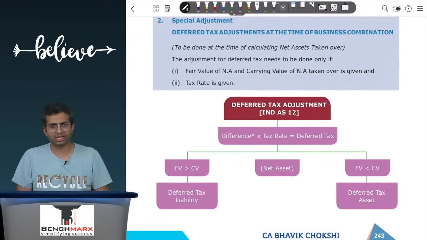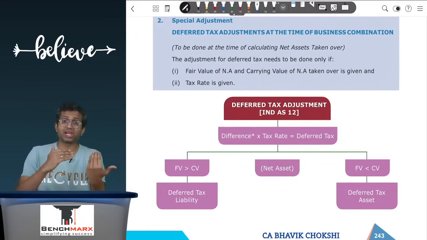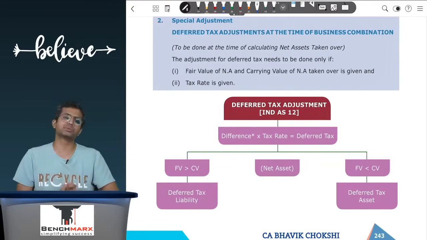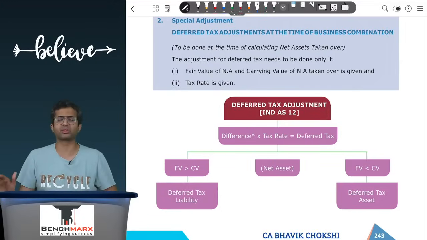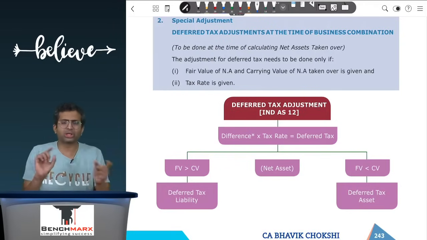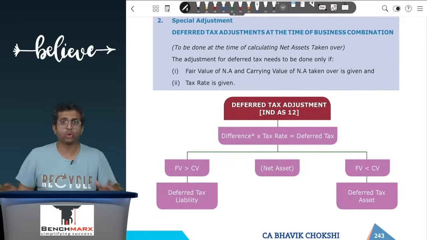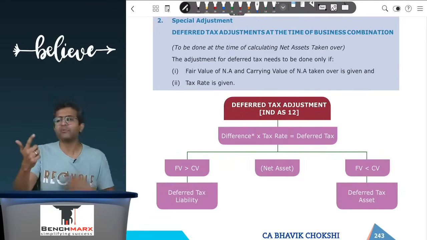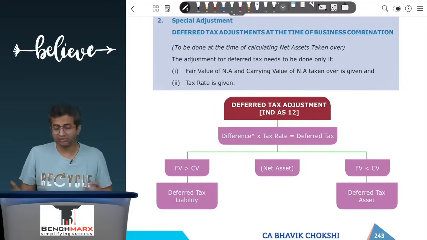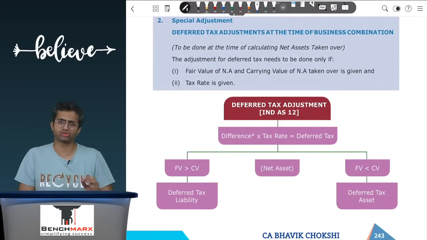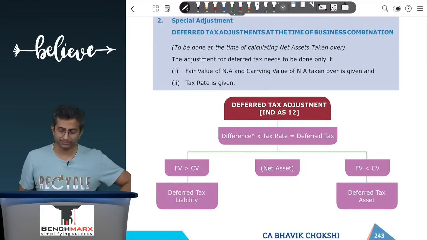Well, there are two things that have to be appearing. First, there have to be fair values and carrying values both of the subsidiary given. In most of the questions, the carrying value of the subsidiary is not given, you are directly given the fair values. Only then can you find the difference. You can find the difference only if you have the carrying values and fair values both. Second, you should also be given the tax rate. Sir, we know what the tax rate is in India. No, we don't have to apply all of that understanding. If a tax rate is given and the carrying values and fair values are given, that is when there is a hidden deferred tax adjustment that needs to be done in a business combination sum. That is what you need to remember.